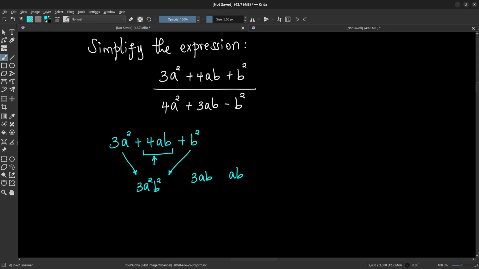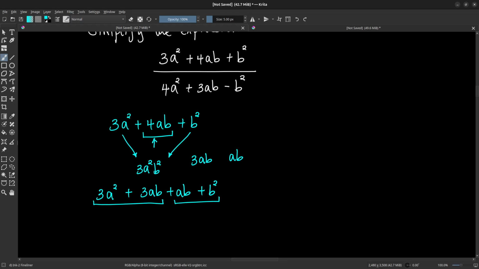So now the middle term becomes 3ab plus ab, and then on the right we have b squared, and to its left we have 3a squared. At this point, we are going to take these terms in pairs, the first pair is this, and the second pair is this. On the first pair, what is the common factor? It is 3a. So we factor out 3a from the first pair.